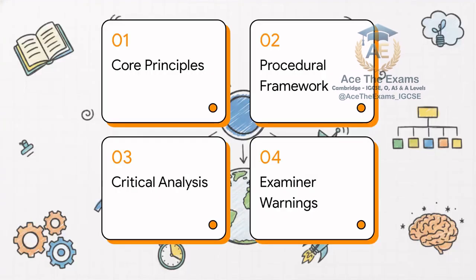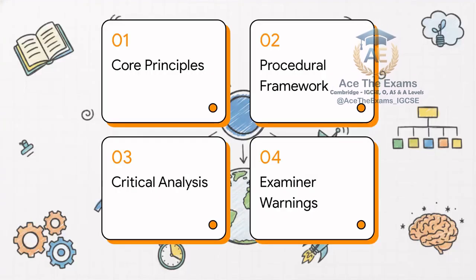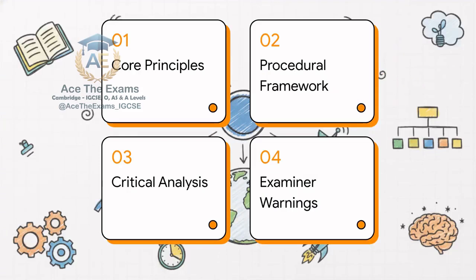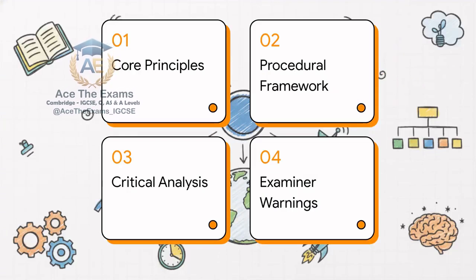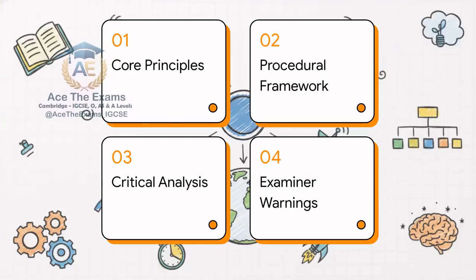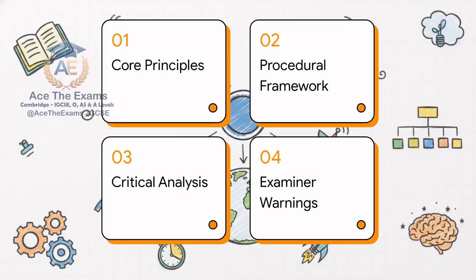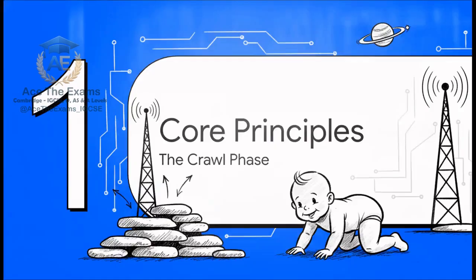To get you out of the red ink and into the top tier, here is our study guide map for today. First, unlocking core principles. Second, the procedural framework. Third, mastering critical analysis. And finally, top examiner warnings. Okay, let's jump right into Section 1, Unlocking Core Principles. We are going to call this the crawl phase.